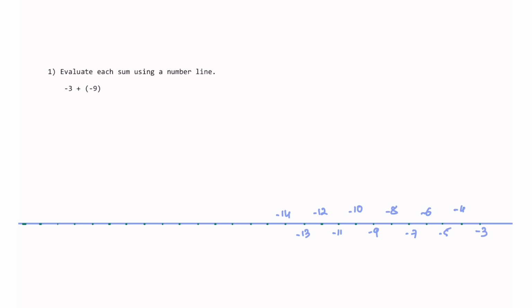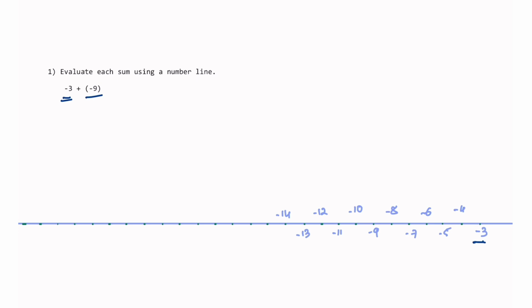So first, our number is minus 3, right? So we'll start here at minus 3. And then it says add minus 9. We are supposed to add minus 9. And when you have a negative number, you always count towards the left, okay? And when it's positive, you count towards the right. Remember that.